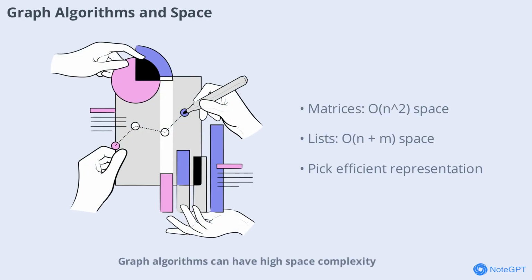Graph algorithms can have high space complexity, especially when representing large graphs. Adjacency matrices use O(n²) space, while adjacency lists use O(n + m), where n is the number of nodes and m is the number of edges. Choosing the right representation can significantly impact memory usage.